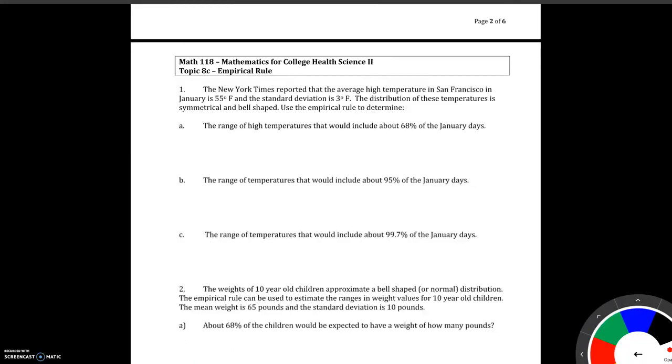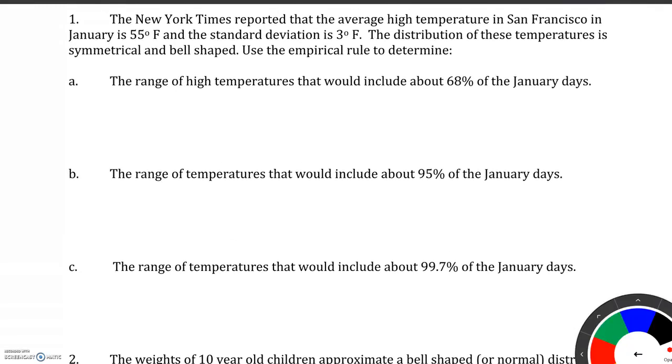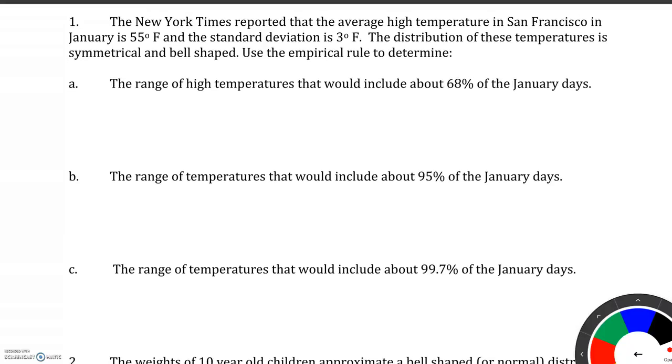Let's look at a few examples. So, a word problem. The New York Times reported that the average high temperature in San Francisco in January is 55 degrees Fahrenheit. That means our mean value is 55 degrees Fahrenheit, and the standard deviation is 3 degrees Fahrenheit. The distribution of these temperatures is symmetric and bell-shaped. Using the empirical rule, determine the range of the high temperatures that would include about 68% of the January days.